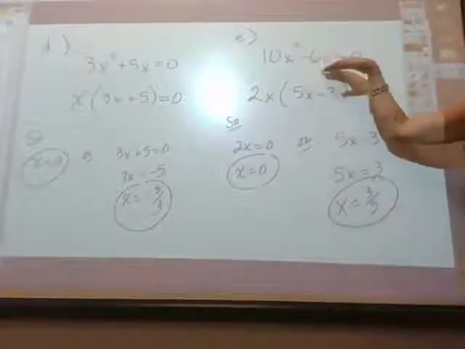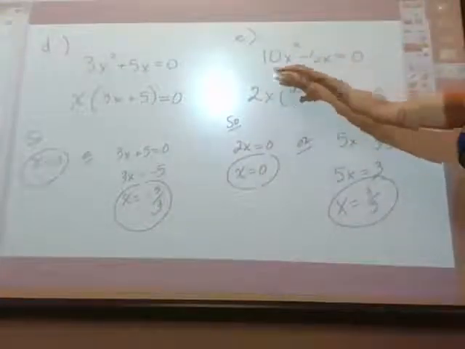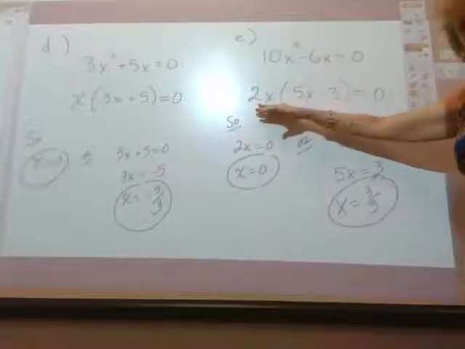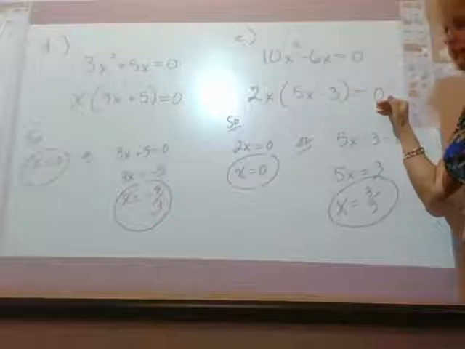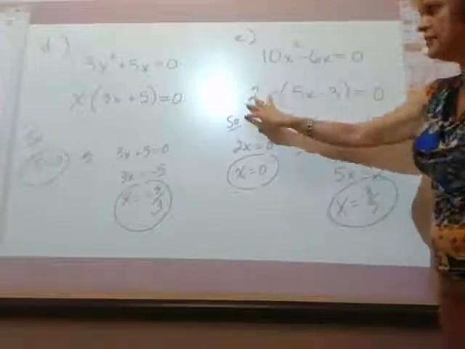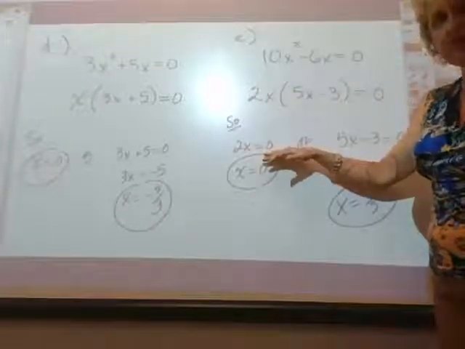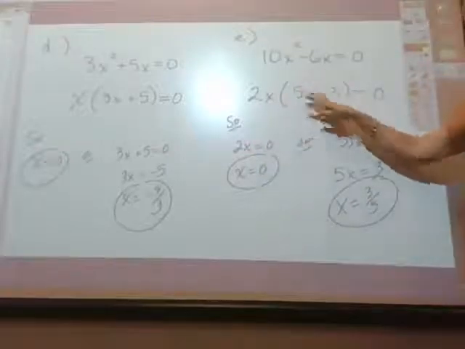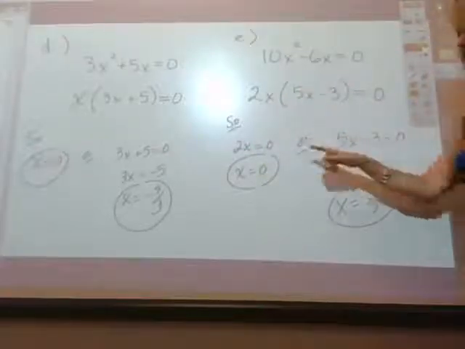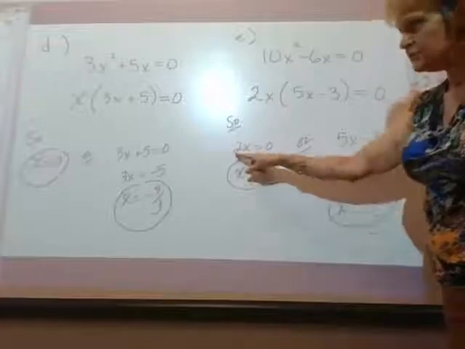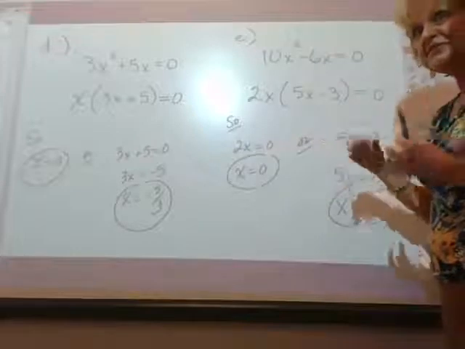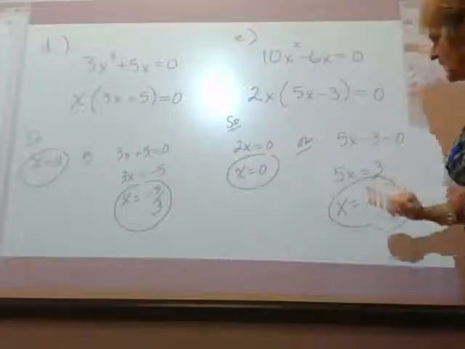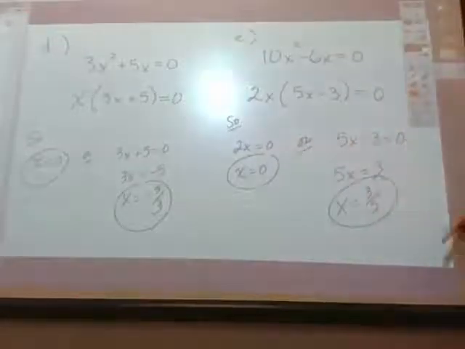For E, I saw that 2x could factor out of both of those. So I factored 2x out. It left me with 5x minus 3 equals 0. So either this is worth 0 or this is worth 0. So here, of course, x is 0 because 2 times 0 equals 0, or I could divide by 2. Anything with 0 over something is 0. Here I added 3, divided by 5, and got my solution.